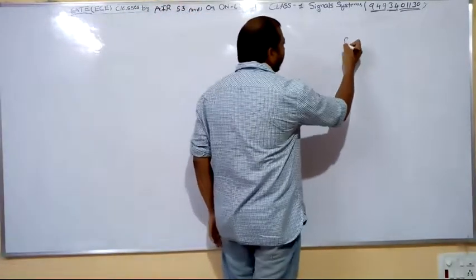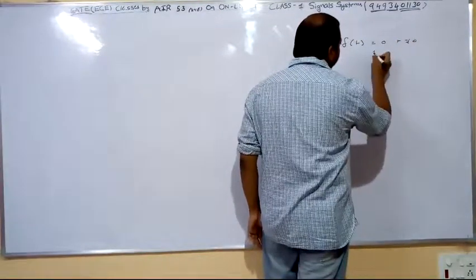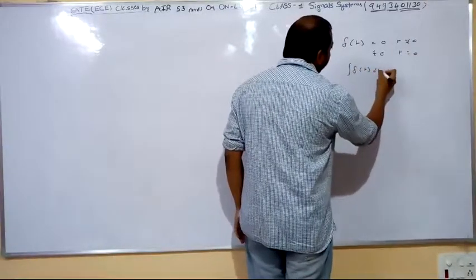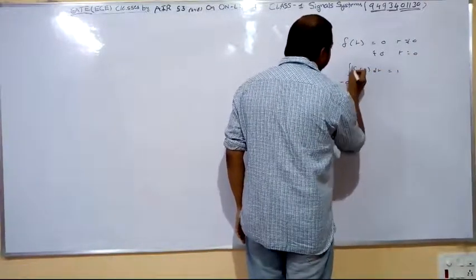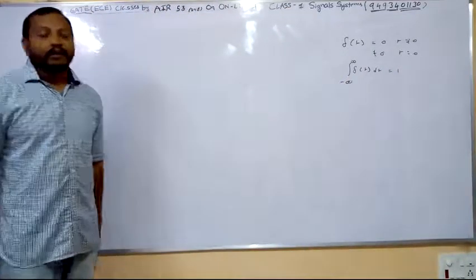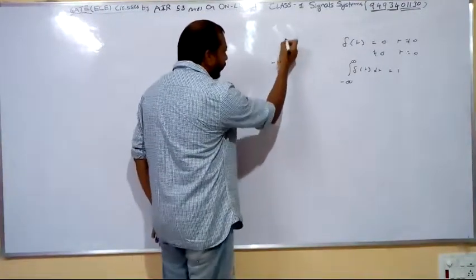The unit impulse signal δ(t) is equal to 0 for t not equal to 0, and it is not equal to 0 at t equal to 0. The area under δ(t) dt from minus infinity to infinity is equal to 1, which we have already seen. Now what is the value of this integration from minus infinity to t?